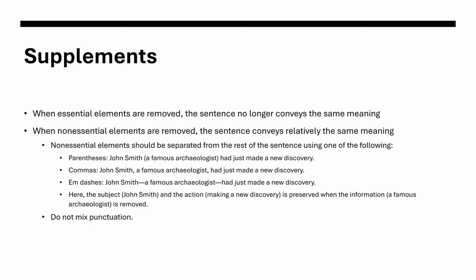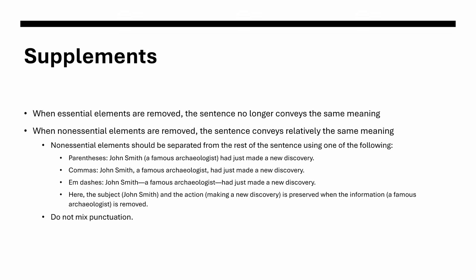Well, I'm going to take out my laser pointer here real quick. If we have a parentheses, we can use that. We can have a comma, or we can have an em dash. So, John Smith, a famous archaeologist, had just made a new discovery. This information is not necessary. We could just say John Smith had made a new discovery, right? That is non-essential information. We can also use commas and em dashes to offset that information to indicate that it is non-essential.